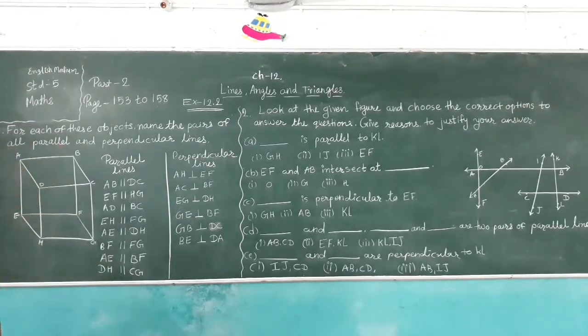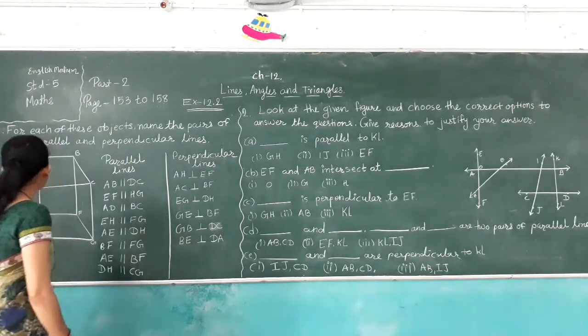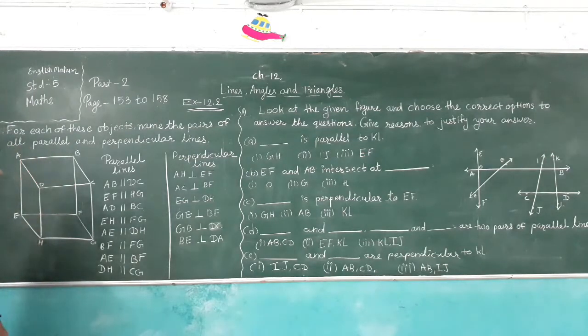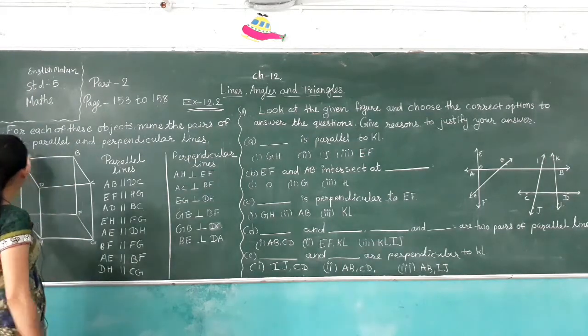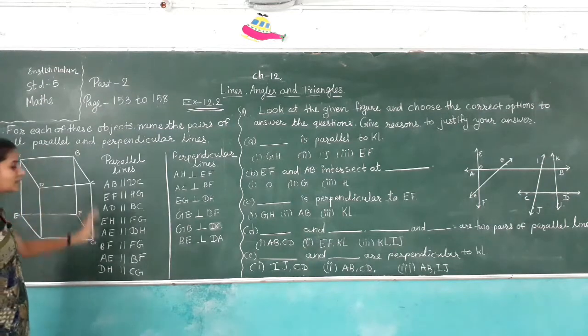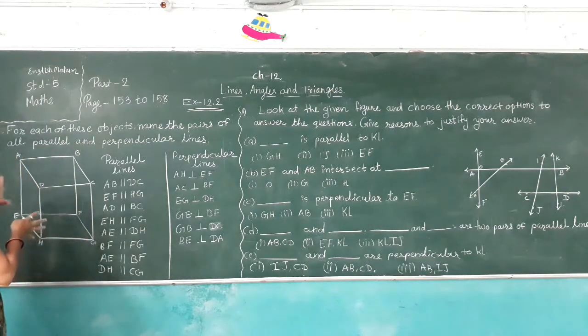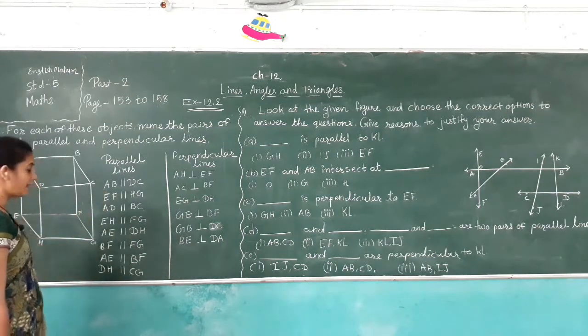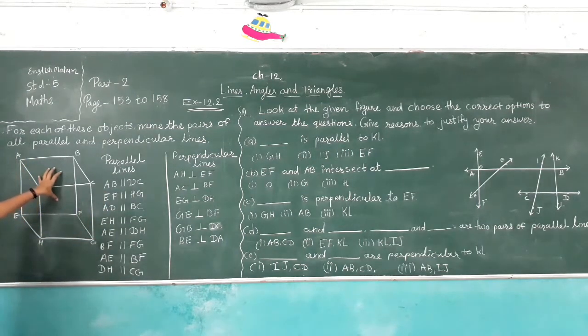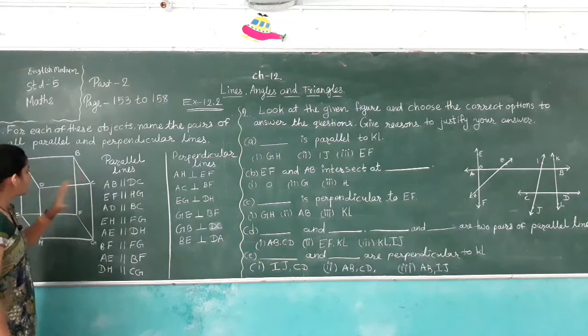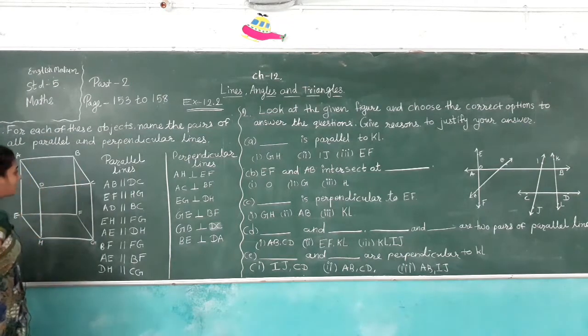Now let's solve exercise number 12.2. Question 1. For each of these objects, name the pairs of parallel and perpendicular lines. Here one object is given. It looks like a cube. So we find the parallel lines and perpendicular lines. First, the parallel lines.